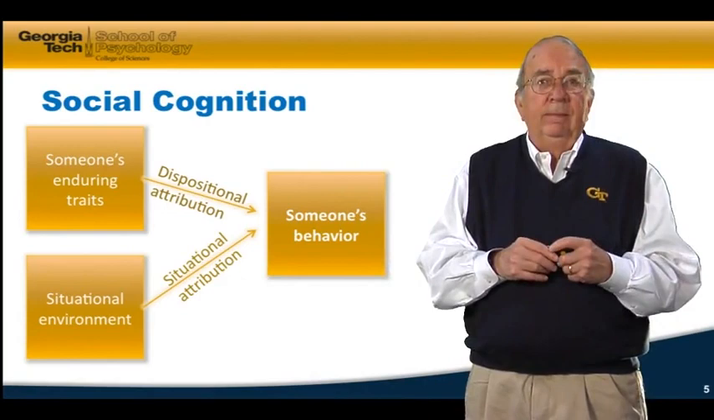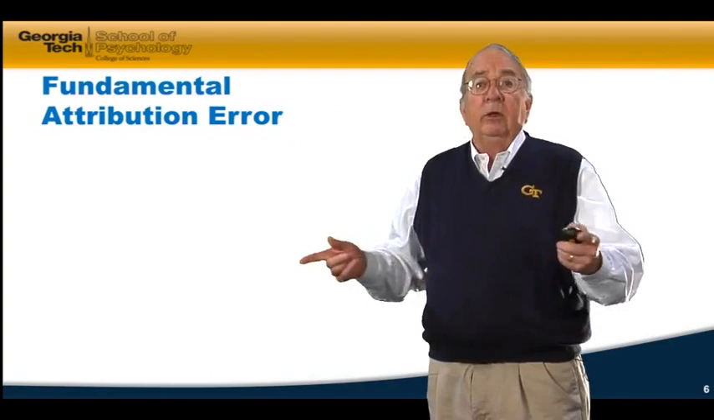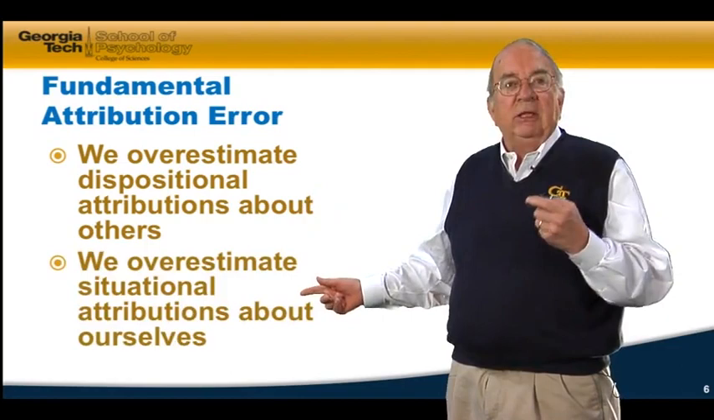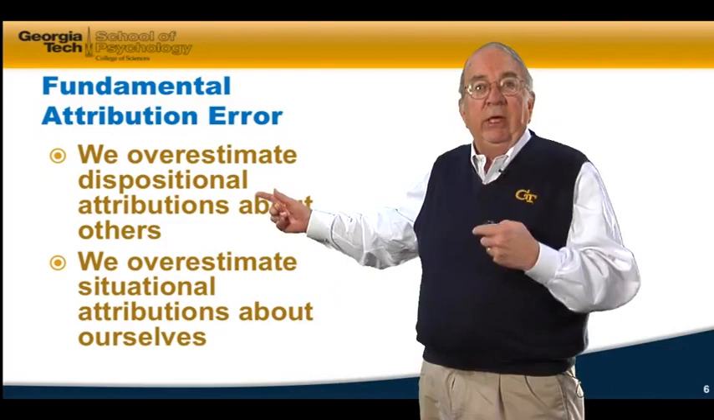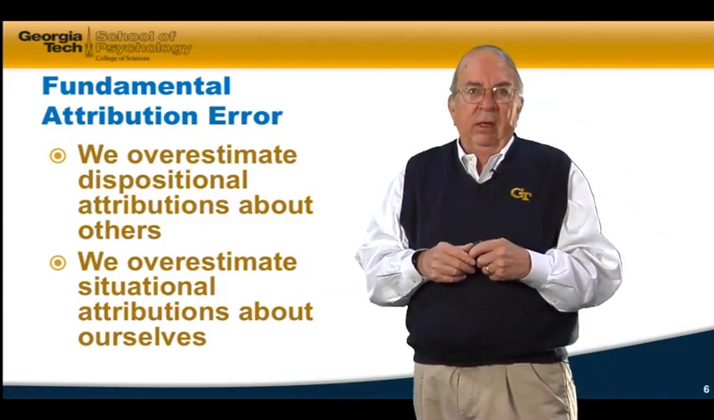Now, there's something called the fundamental attribution error, which you will see when you're making attributions about the behavior of others, or others are making attributions about our behavior. The attribution error is that we overestimate dispositional attributions in others, and we overestimate situational attributions about ourselves. So when we look at the behavior of others, we tend to attribute those to their disposition, their traits, their personality. But our own behavior, we believe, is controlled by situation. This overestimation of these two factors is what produces the fundamental attribution error.